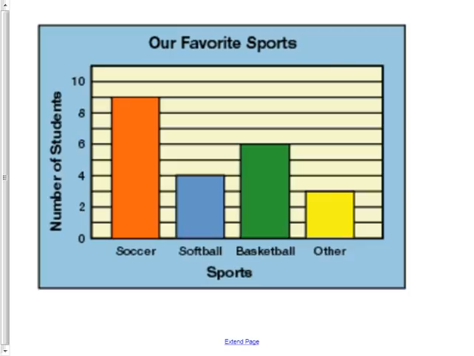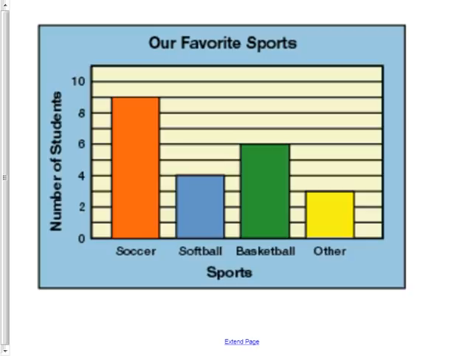For example, this graph shows that there are 9 students who have soccer as their favorite sport, 4 who have softball as their favorite sport, 6 who have basketball as their favorite sport, and 3 who have something else as their favorite sport. So the bars make it very easy to compare and see, for example, that soccer was the most commonly preferred sport, and then there were some things that fell into the other category.